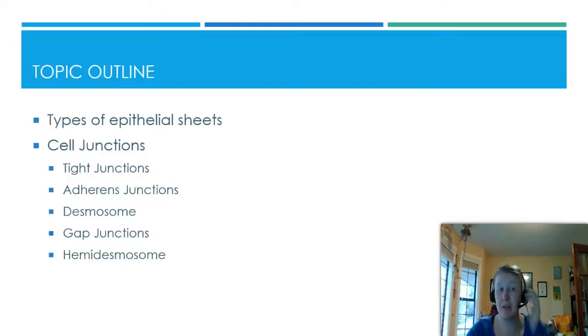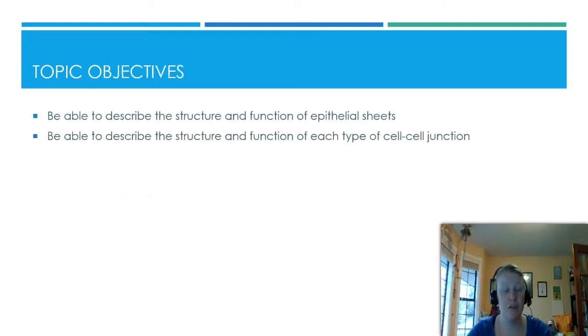We're going to talk about types of epithelial sheets, then we're going to talk a lot about cell junctions. Here's our short objective list. Please let me know if you have any questions about these, and these are what I expect you to have memorized or understood by our next exam.